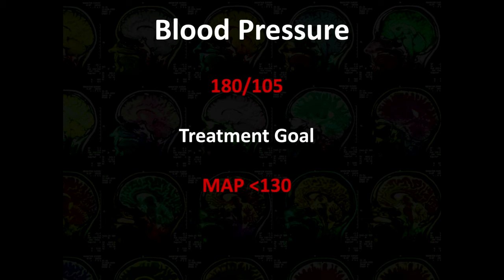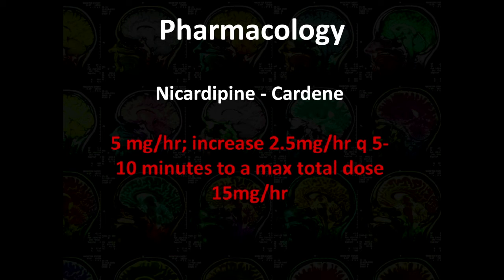But really the goal is to maintain a MAP less than 130. Again, systolic at 180, diastolic at 105 is usually the treatment goal. And to achieve that, we have a few different medications that I want to highlight. I think the best medication is nicardipine, or Cardene. Great drug, used a lot in stroke and hemorrhagic and ischemic stroke settings.